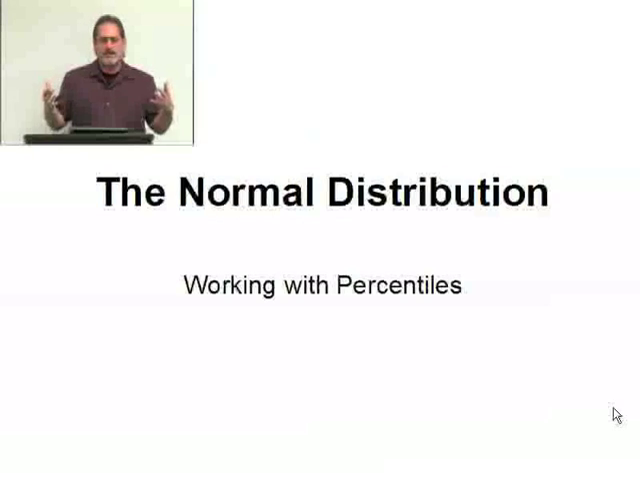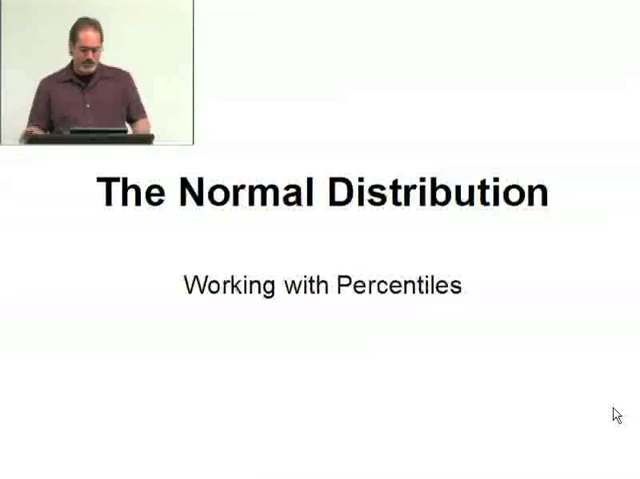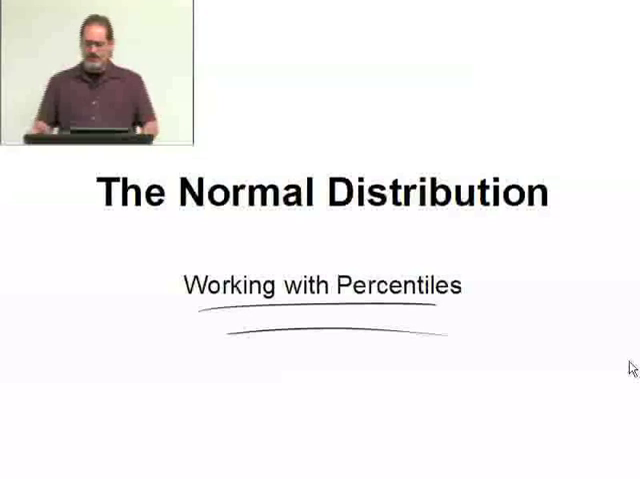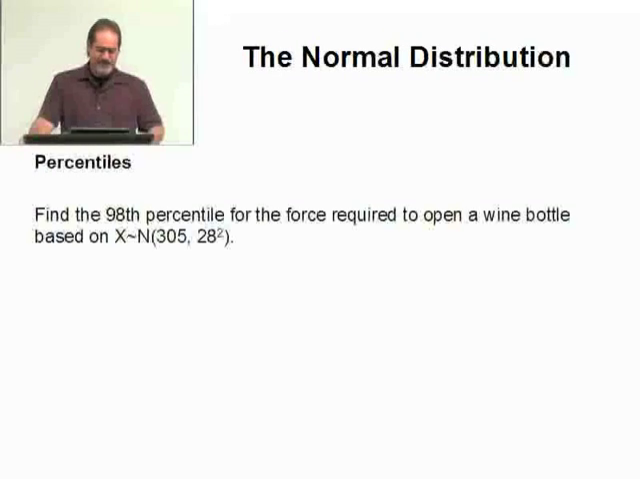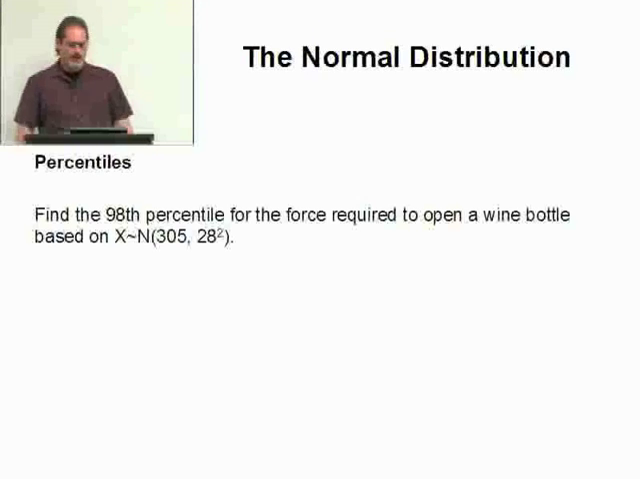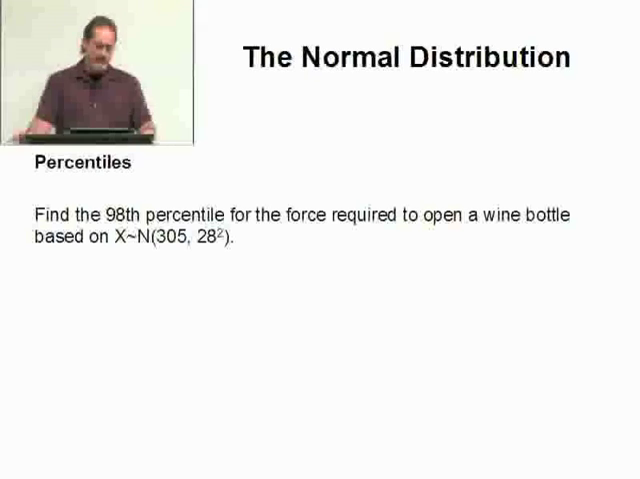And the last piece now that we're going to look at for the normal distributions, we want to talk about percentiles. We want to work a little bit with percentiles. Now, let's go back to the wine example. I want to find the 98th percentile for the force required to open a wine bottle. Based on x, I'm still going to use x as my random variable for the number of newtons required to open a wine bottle, being distributed normal with a mean of 305 and a variance of 28 squared.